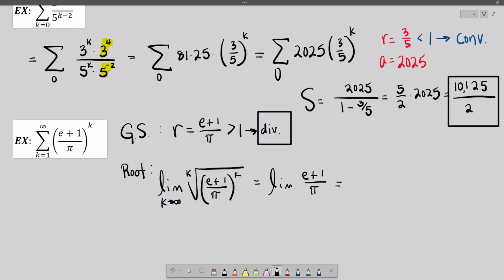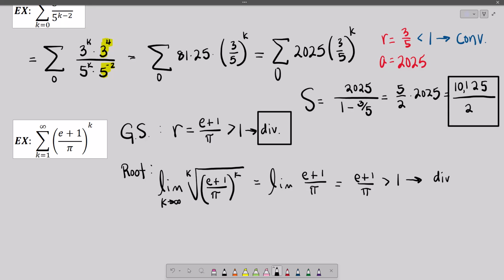E plus 1 over E plus 1 over pi. The limit of a constant is itself. So we're in the exact same boat where we're comparing to 1 now. Again, that's bigger than 1. Geometric series, root test, ratio test, same conclusion. Bigger than 1 diverges.